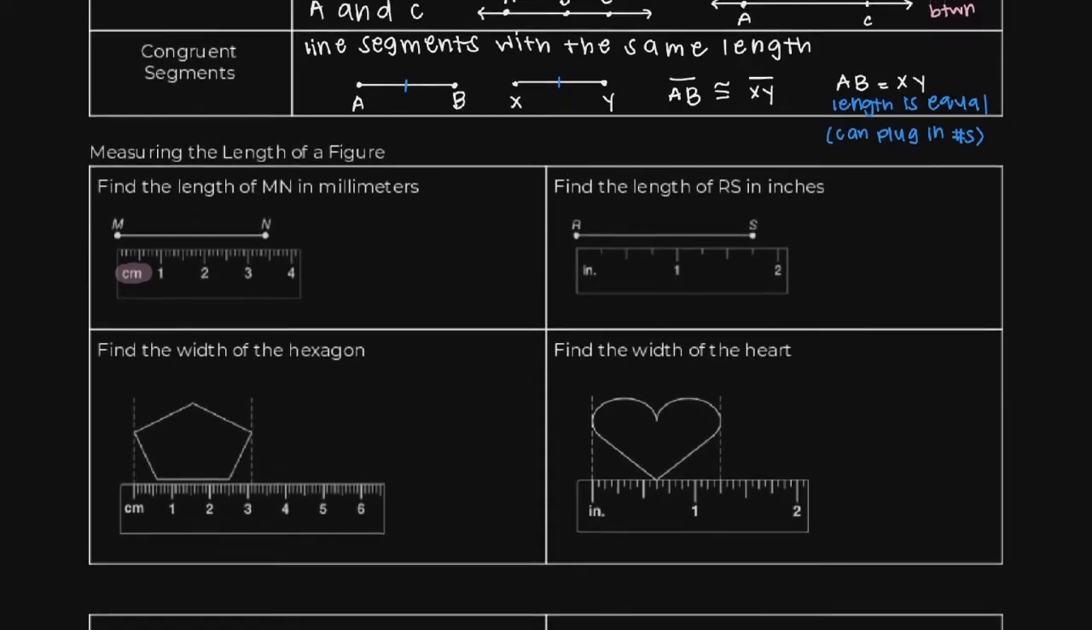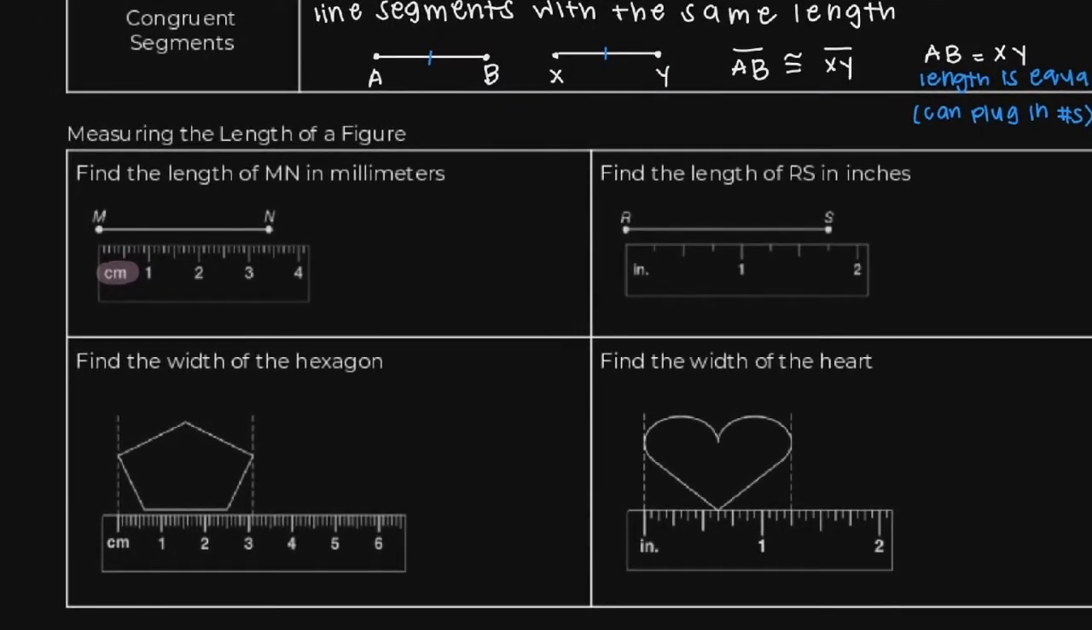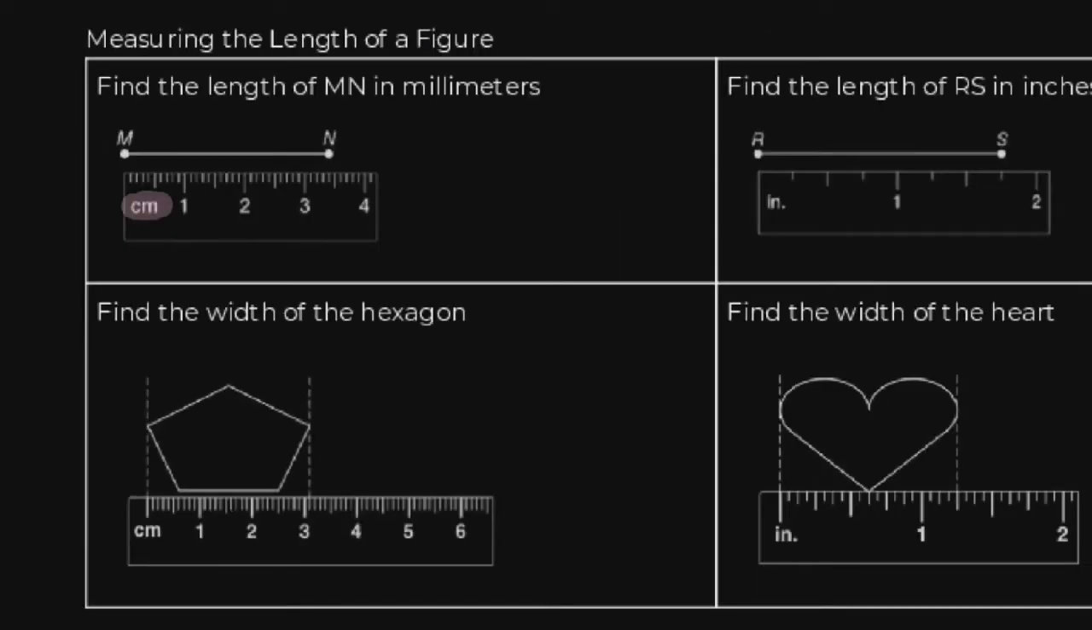So here are some examples of measuring the length of a figure. In the first one, we want to find the length of MN in millimeters. Our ruler is in centimeters, and 1 centimeter equals 10 millimeters. If you look at the line segment and draw a straight line down from the line segment to the ruler, we can see that this is 3.4 centimeters. So that means this would be 34 millimeters.